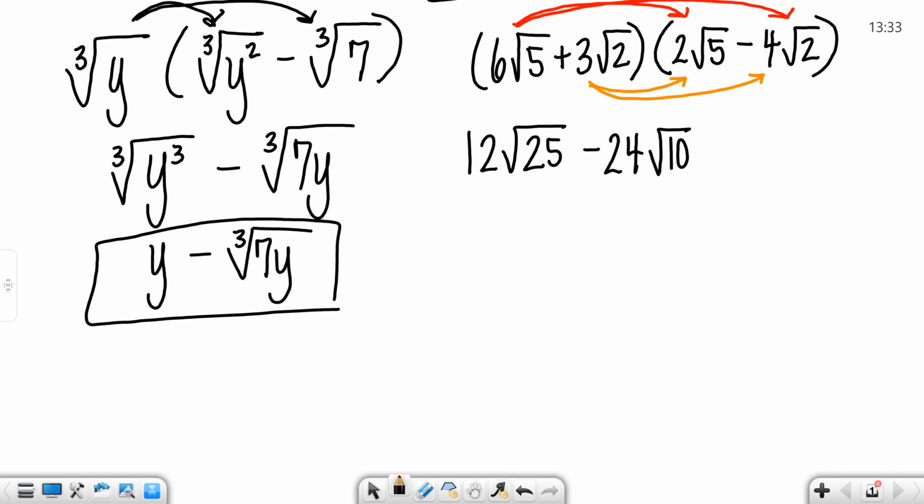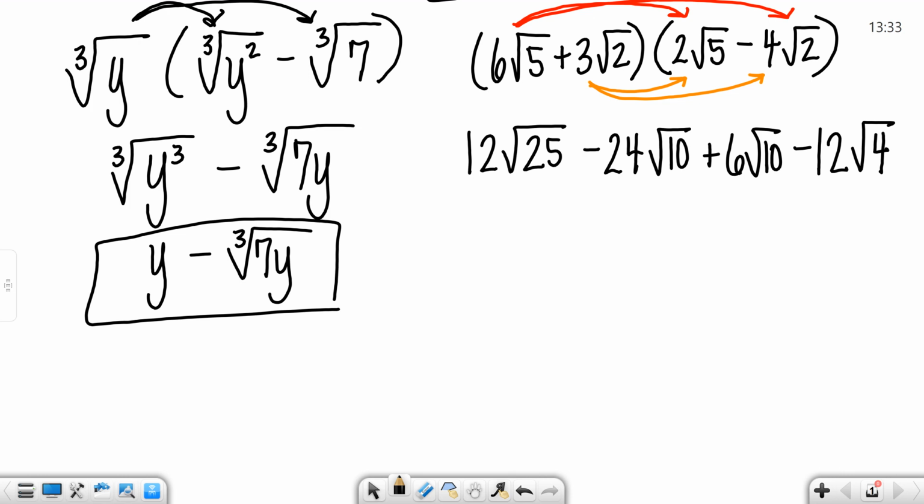All right, now we're moving on to the 3 on the square root of 2. 3 on the square root of 2 times 2 on the square root of 5 would be plus 6 on the square root of 10. 3 on the square root of 2 times negative 4 on the square root of 2 would be negative 12 on the square root of 4.